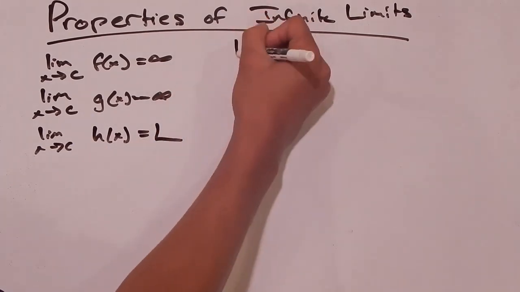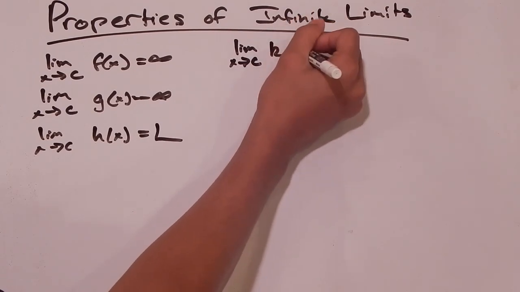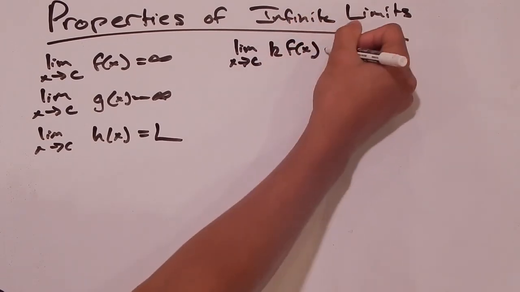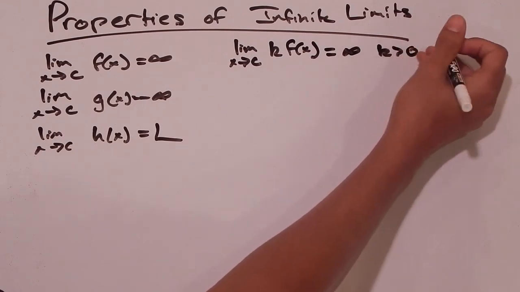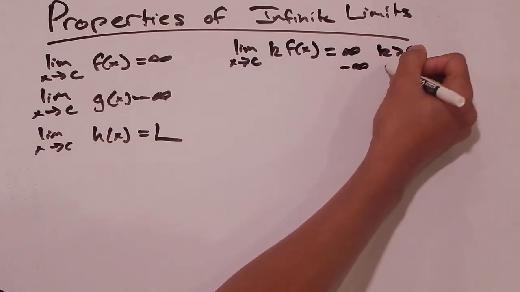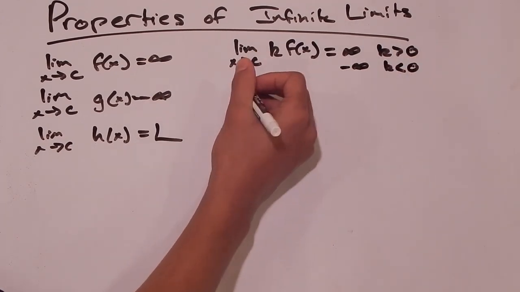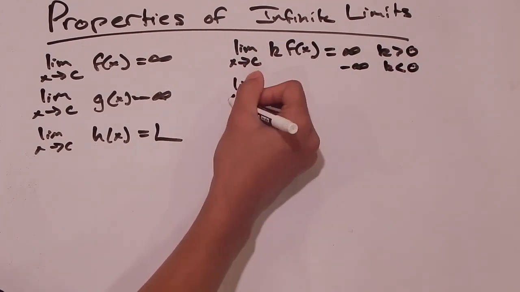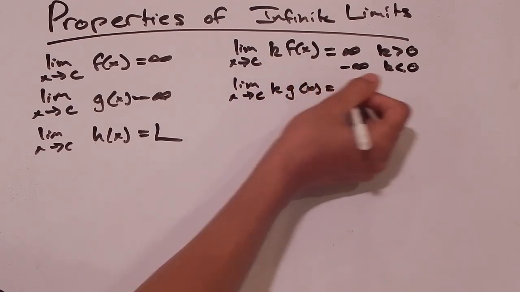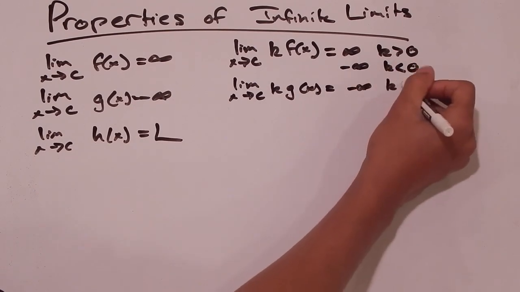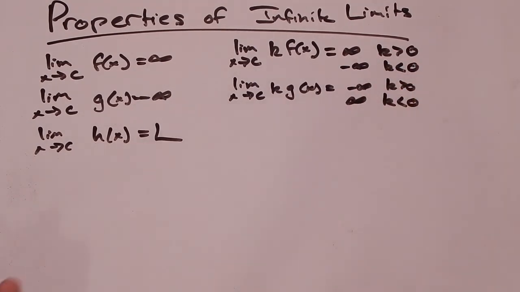So we're going to say that the limit as x approaches c of k times f of x is going to be infinity, given that k is greater than 0, and it will be negative infinity, given that k is less than 0. That should make some kind of sense. We're going to look at the limit as x goes to c of k times g of x, and of course this will be negative infinity if k is greater than 0, and infinity if k is less than 0.